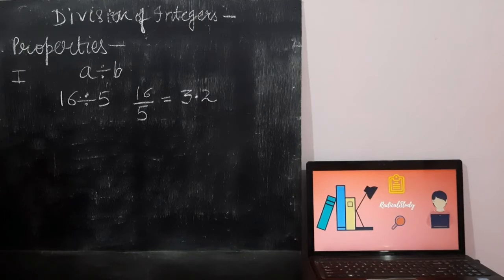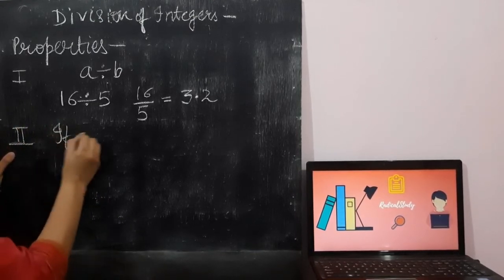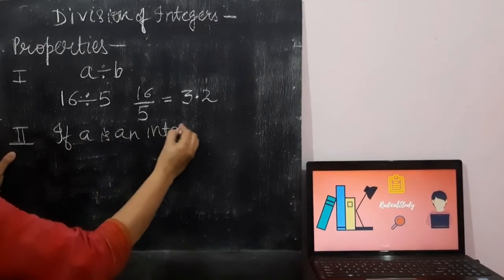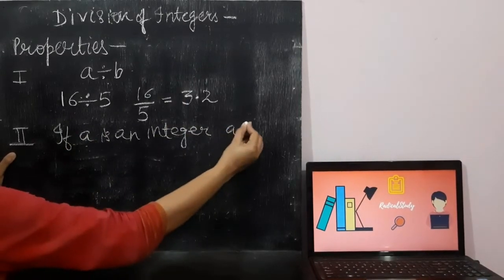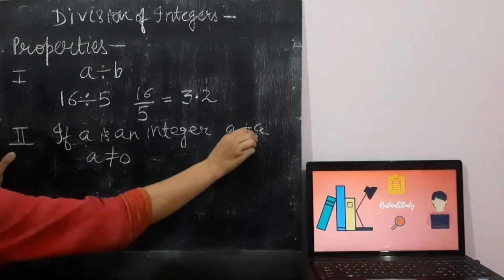And the second property is, if a is an integer and a is not equal to 0, then a divided by a is 1. For example, we have taken any integer and we are dividing it by the same integer. Again, we are dividing a by a and a is not equal to 0. So the answer will be 1.